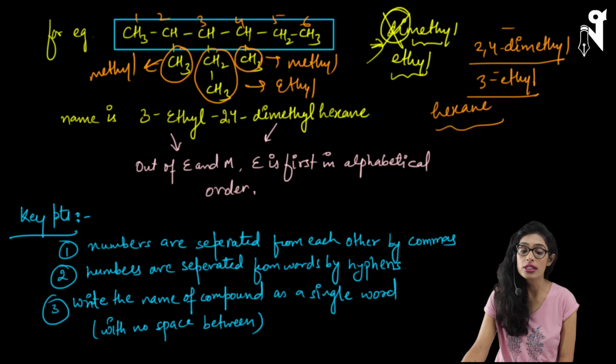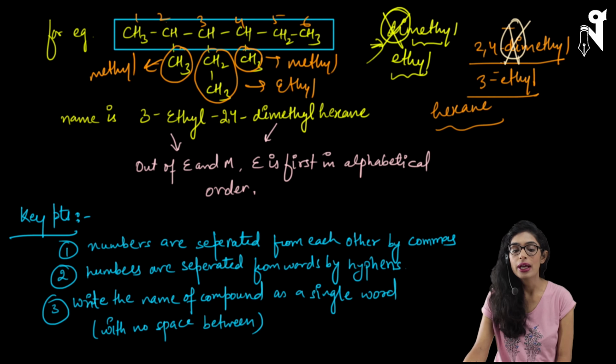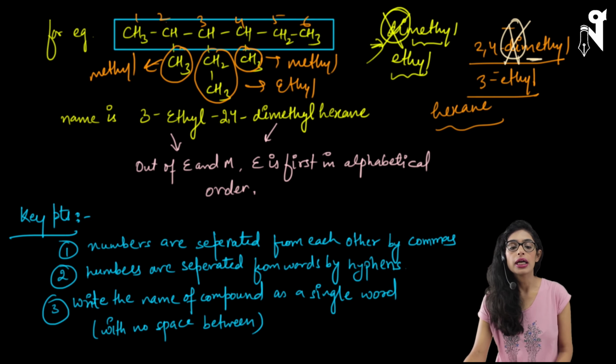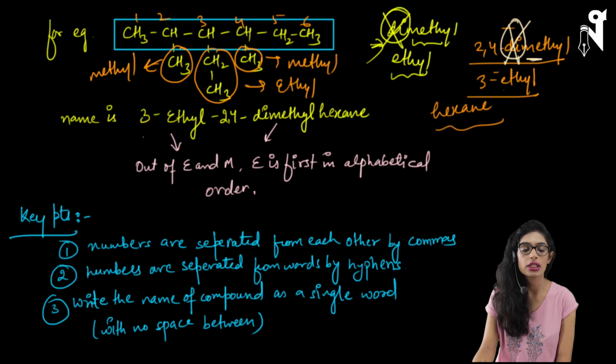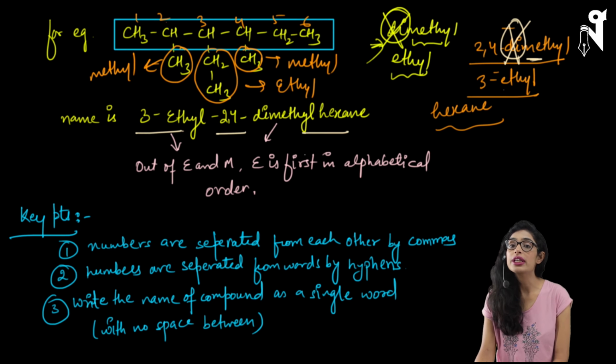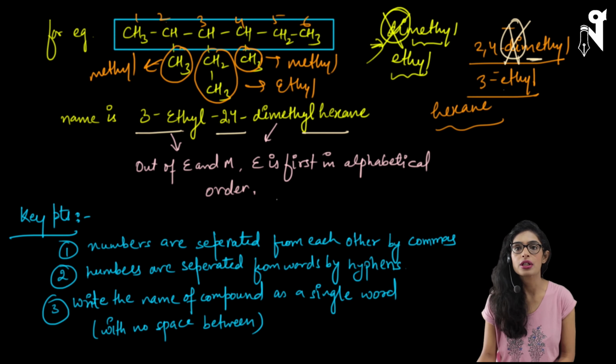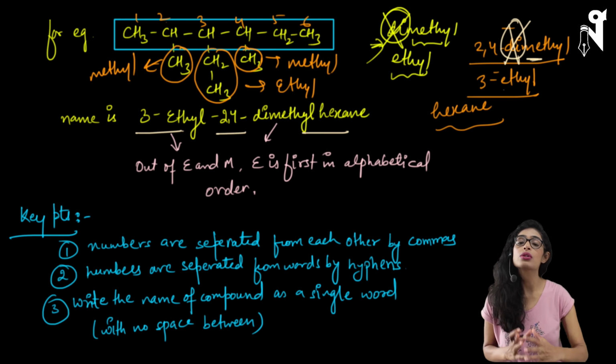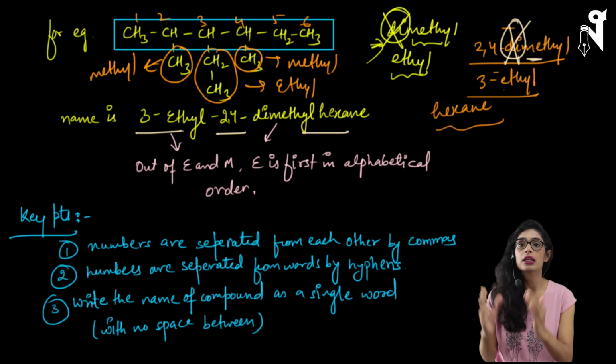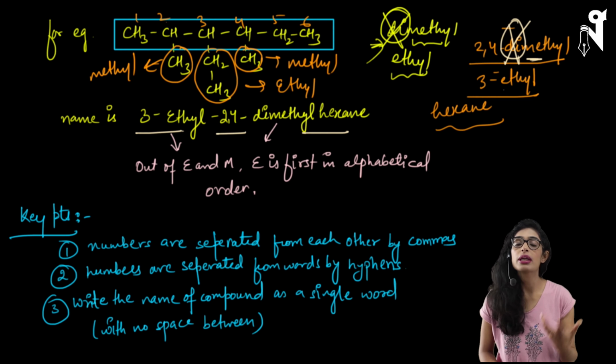And as I have mentioned just now, di is not considered for calculating the alphabetical order. Methyl's M is. So methyl's M comes later and ethyl's E comes first. So the name will be 3-ethyl-2,4-dimethylhexane, because out of E and M, E comes first. Di will not be considered. In fact, any prefix di, tri, tetra will not be considered for the alphabetical order naming. Okay, this is about how to name the complex alkanes. All these rules you have to club together while thinking about the naming of a compound.